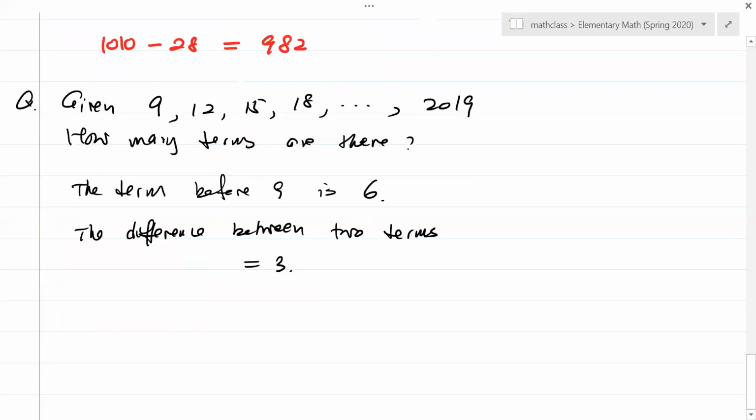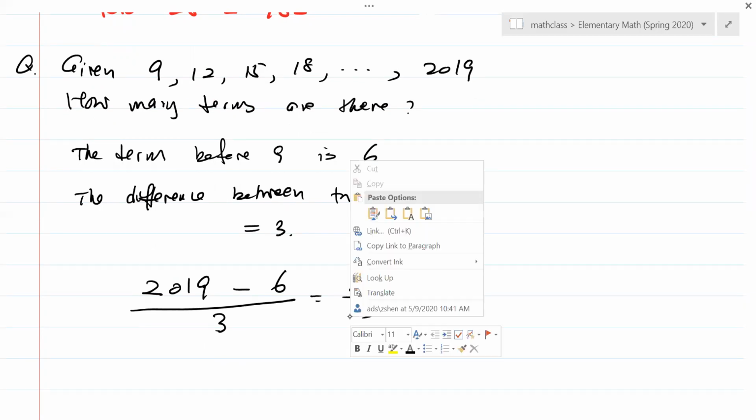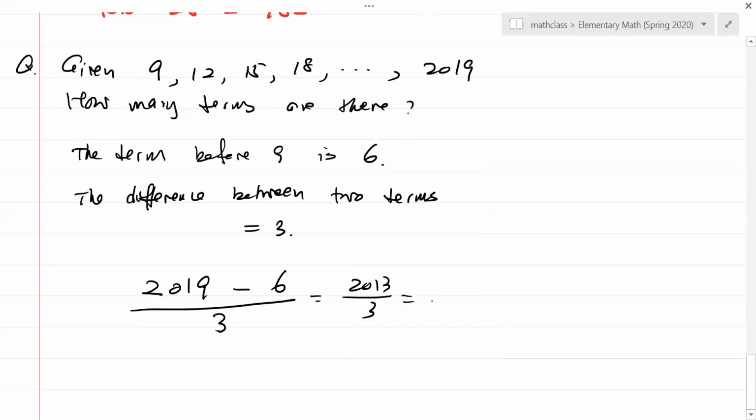Okay, using that, you can solve the problem. So you take the difference. The formula says that you take the difference between the last term and the term before the first, which is 6, then divide by the common difference. That's how you get the number of terms. This is a formula, but we will try a different way to get this. So 2019 minus 6 will be 2013, and this is divisible by 3. So it's going to be 671. That's 671 terms there.